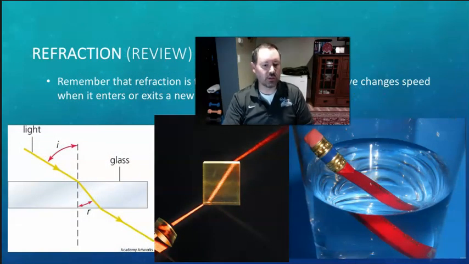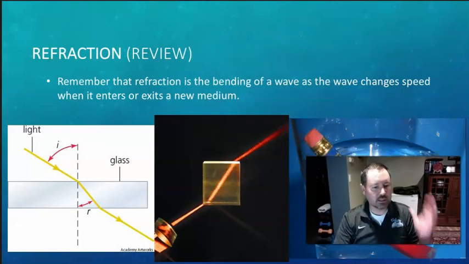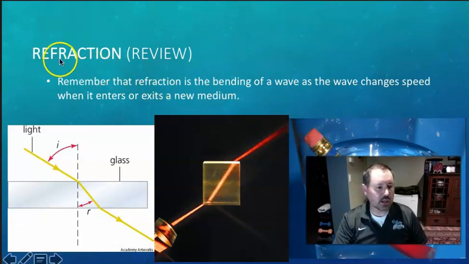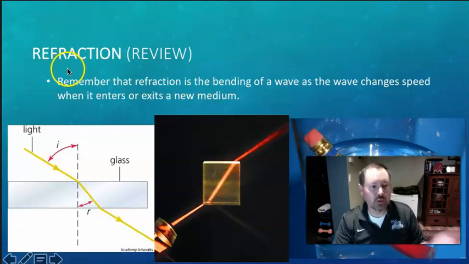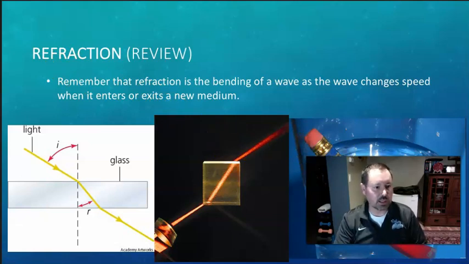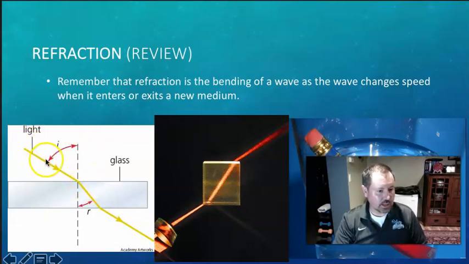Here's something that's review, right? This is review for us. We talked about waves and how waves behave. Now we're talking about refraction of light. We know about refraction. Remember that refraction is the bending of a wave as it changes speed when it exits or enters a new medium. So here's some light, right, going through some glass, and the light is going to slow down when it goes through a new medium.